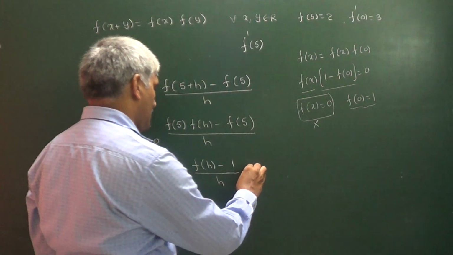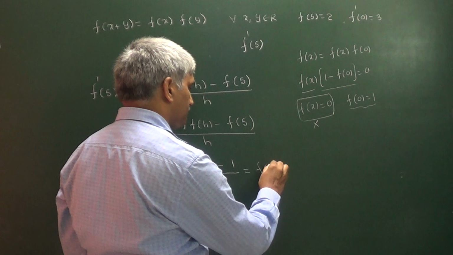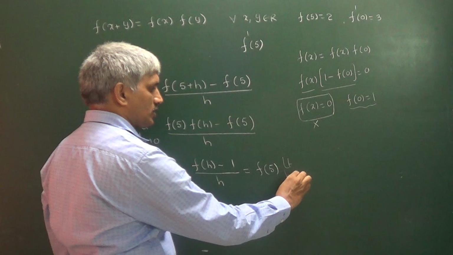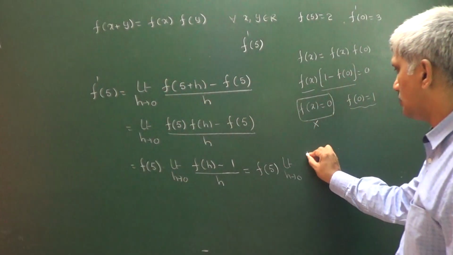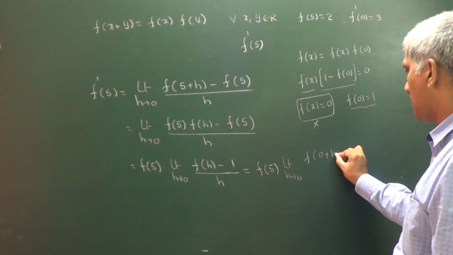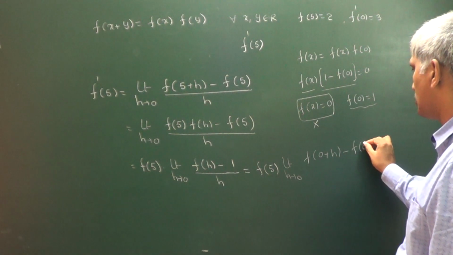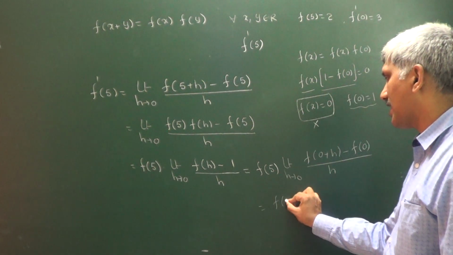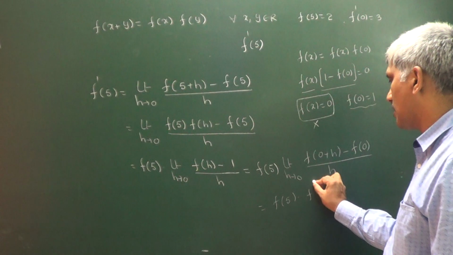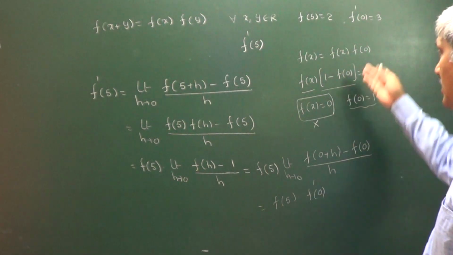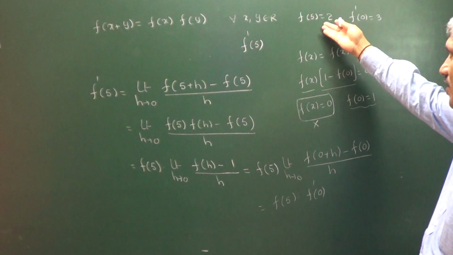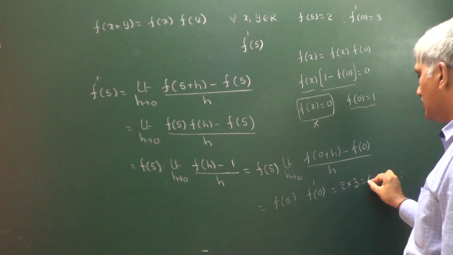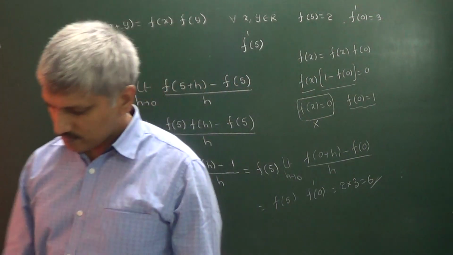So I can write this as f of 5 into limit h tends to 0 of f of 0 plus h minus 1, where 1 can be written as f of 0, divided by h. This is nothing but f of 5 into f dash of 0. But f dash of 0 is equal to 3 and f of 5 is equal to 2. That's why 2 into 3 is equal to 6 is the answer.